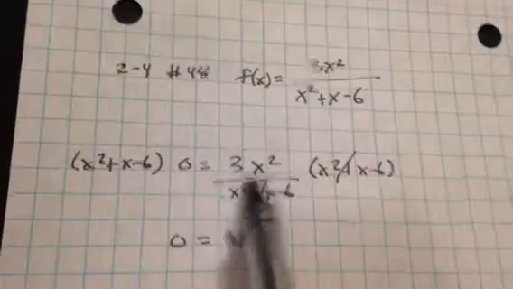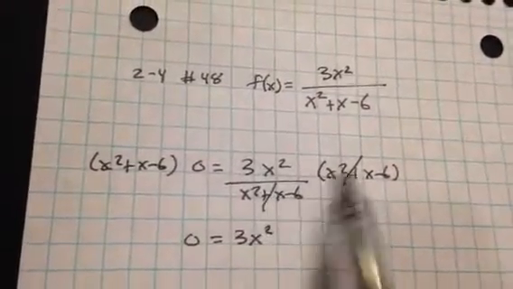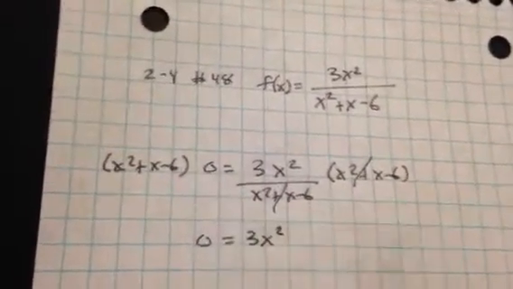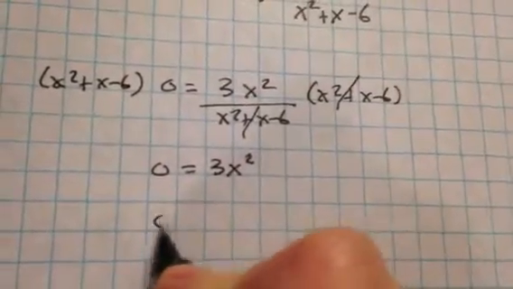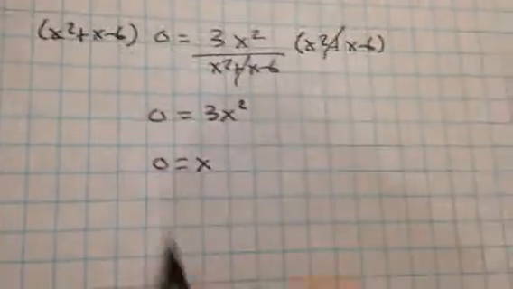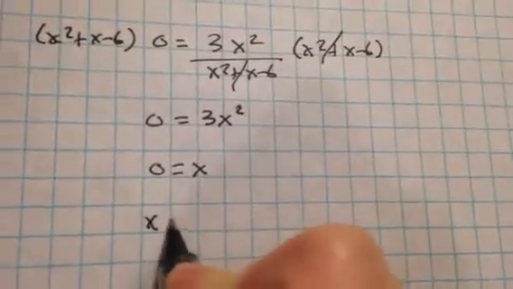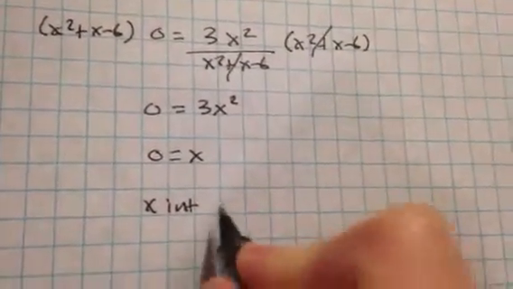X-intercepts will happen where the numerator equals 0, because when you multiply both sides by the denominator, it's always going to go away. So 0 equals 3x squared. Solve this, you get 0 equals x. That means our x-intercept happens at 0.